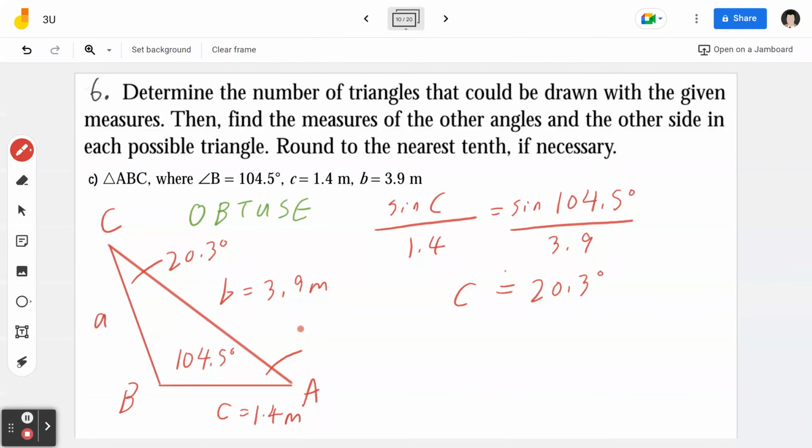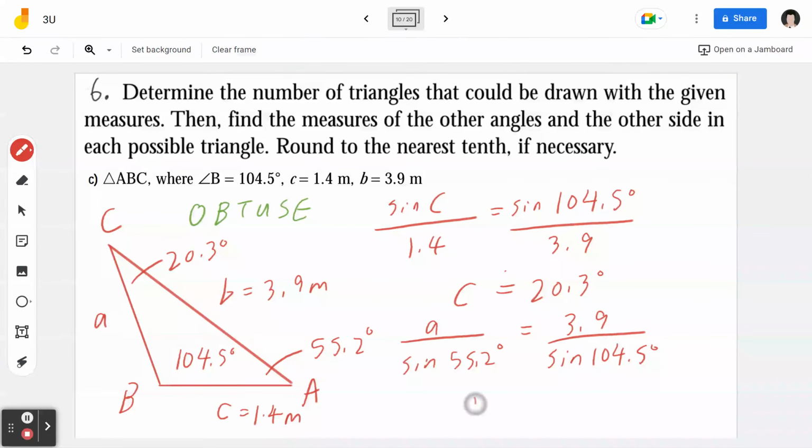To find angle A, you take 180 minus 20.3 minus 104.5. That's going to be 55.2 degrees, which means the only unknown left is to solve for a. Again, you can apply the sine law. A divided by sine of 55.2 degrees equals, go back to the original, 3.9 divided by sine of 104.5 degrees.